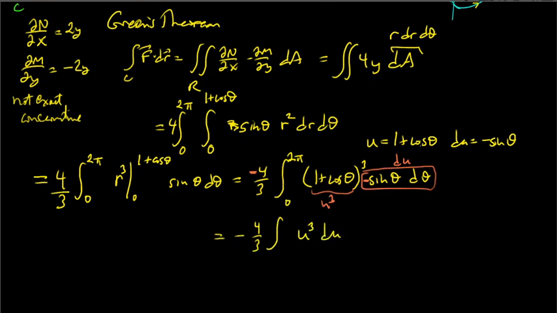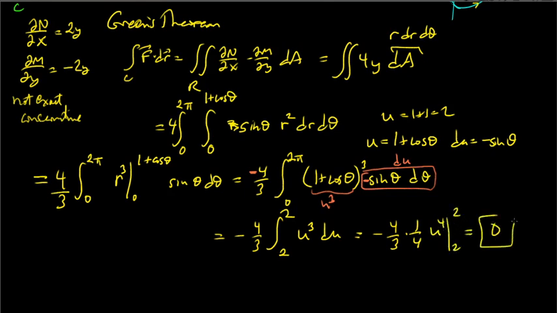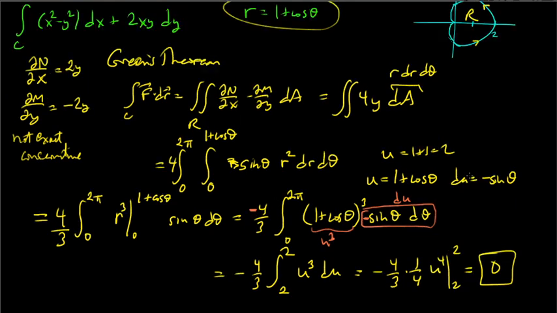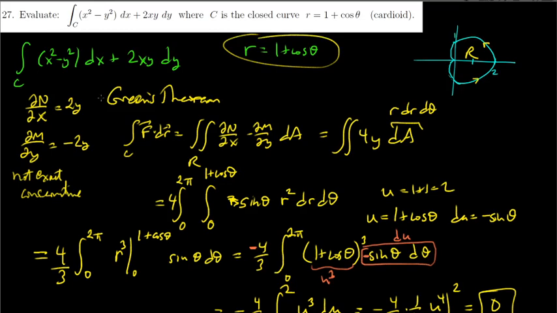So let's see, if theta is 0, cosine of theta is 1, so u is 1 plus 1, which is 2. And if theta is 2 pi, well, cosine of 2 pi is also 1. 1 plus 1 is 2. Oh, so yeah, this has to be 0. You get 1/4 u to the 4th, but when you plug in 2 and 2, you get 16 minus 16, which is 0. Okay, so we do get 0, even though this was not conservative, remember?